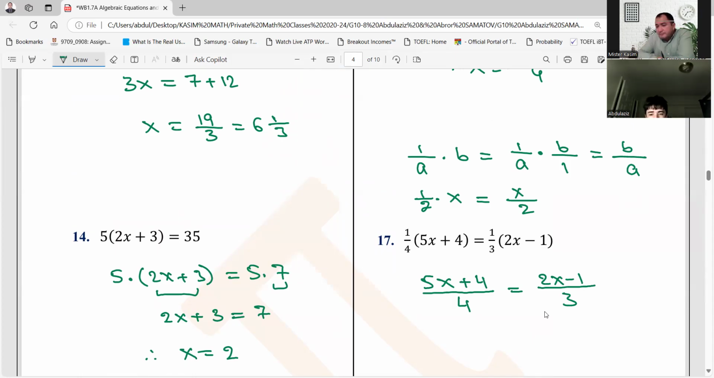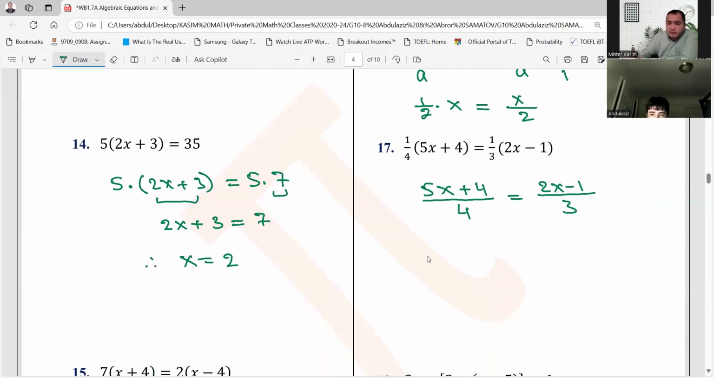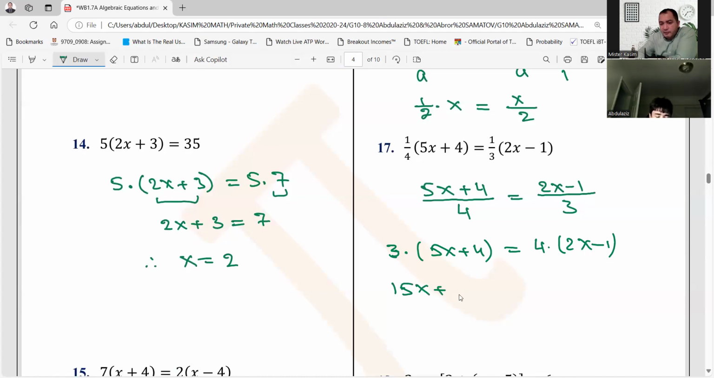Then what is the next step here? Cross multiply, right? You remember that? If you cross multiply, I have here 3 times 5x plus 4 will be equal to 4 times 2x minus 1. Now, can you finish it? 15x plus 12 equals 8x minus 4.